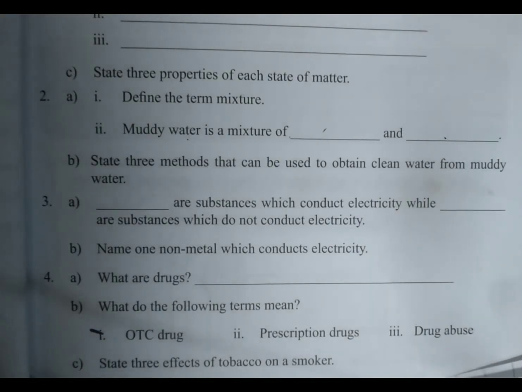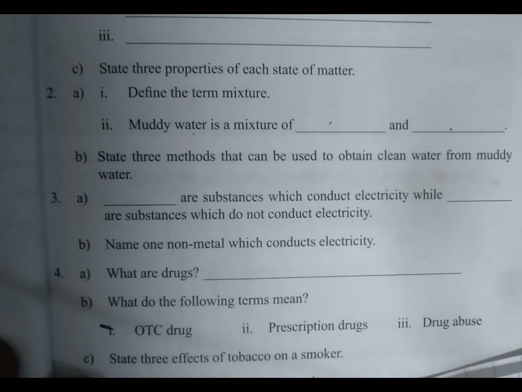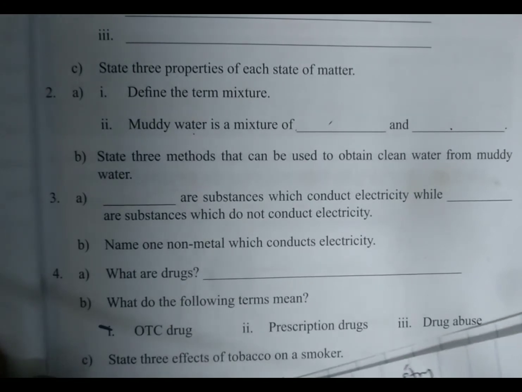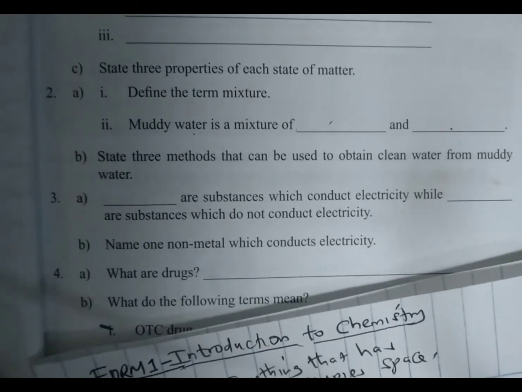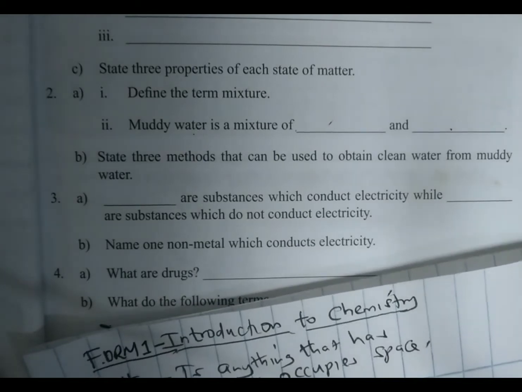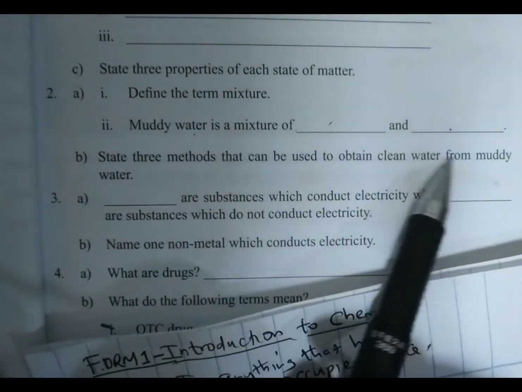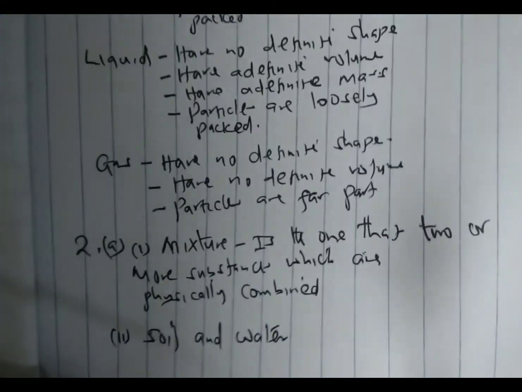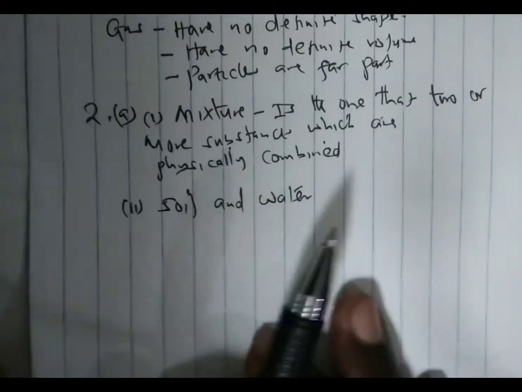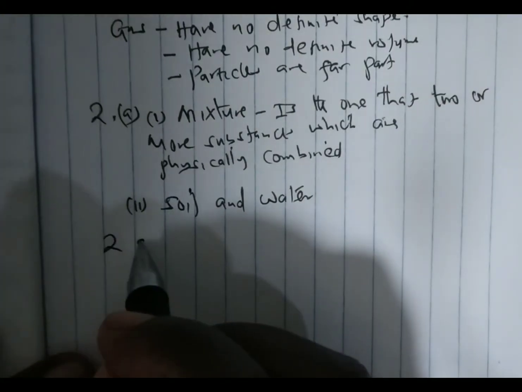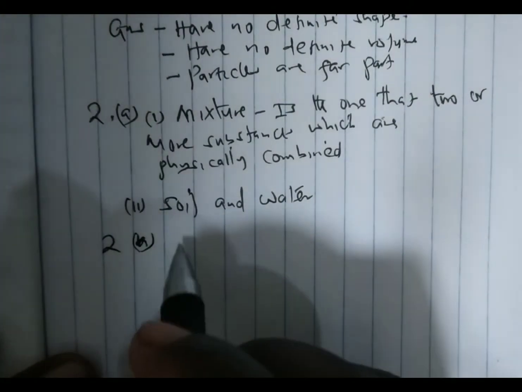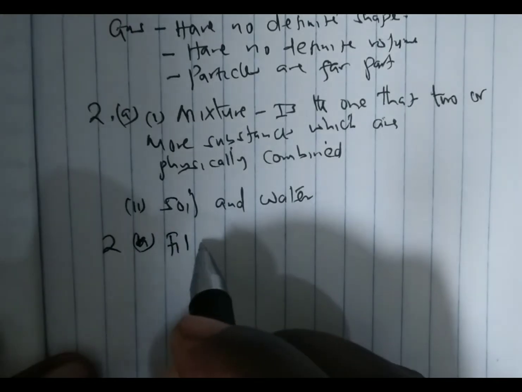The next question is question number 2, part B, which reads, state 3 methods that can be used to obtain clean water from muddy water. 1, to separate soil from water, we can use a filtration method.